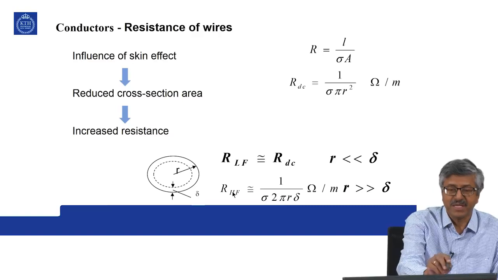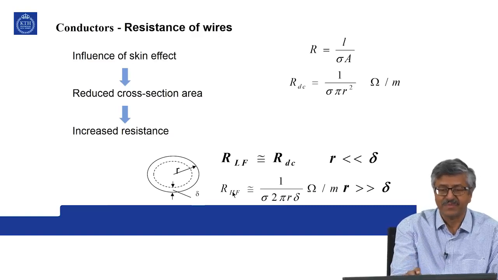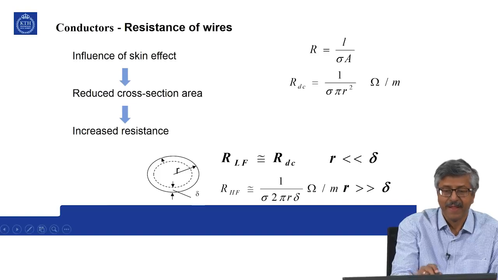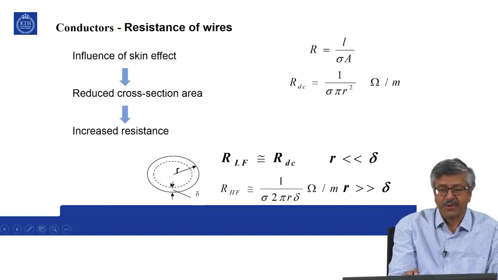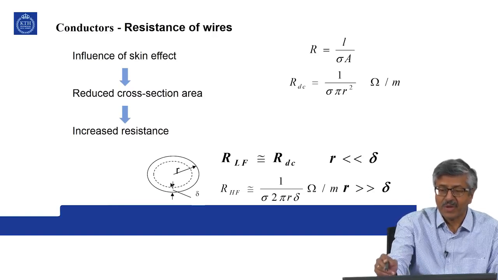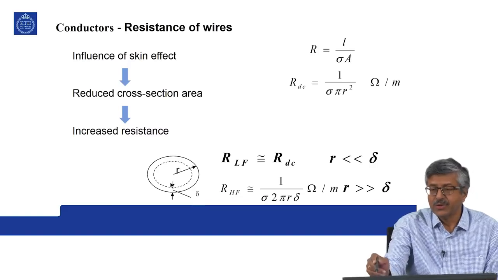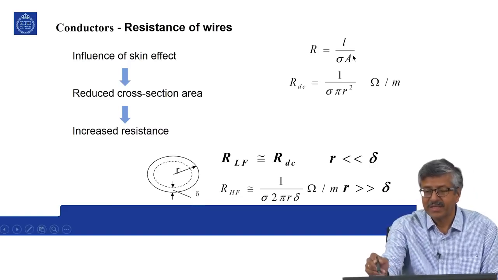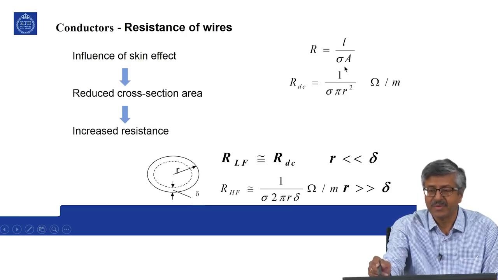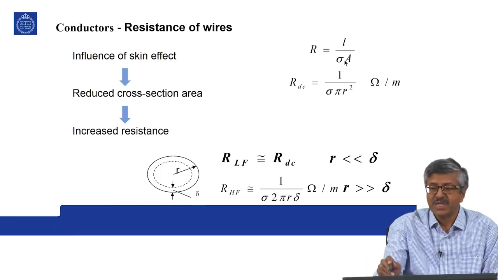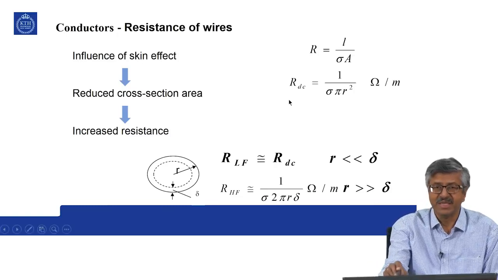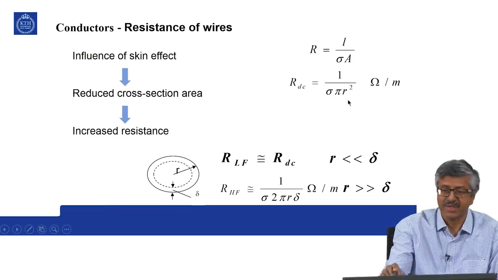And you can take a special case of round conductors and do a calculation for high frequency resistance. R equal to L divided by sigma A, where sigma is the conductivity and A is the cross section. So, this is the formula for the resistance, and the per meter DC resistance will become 1 by sigma pi r squared.